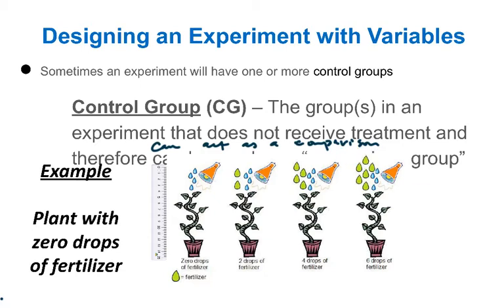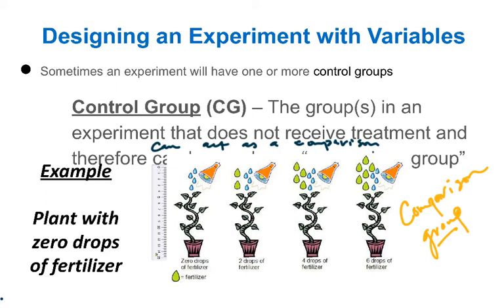So let me see if I can write that a little more legibly. Act as a comparison group. That A gets lost a little bit. Comparison group. Okay, so in this lab, this is our control group.